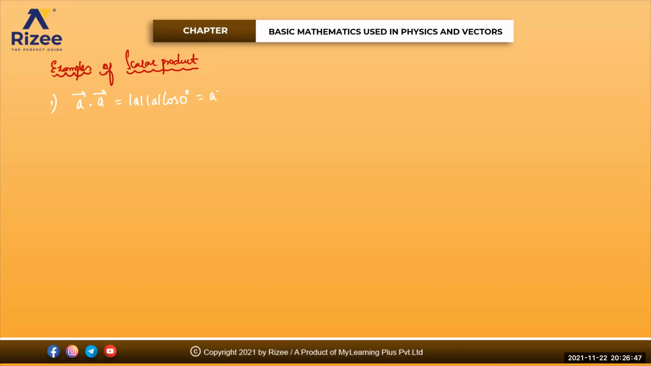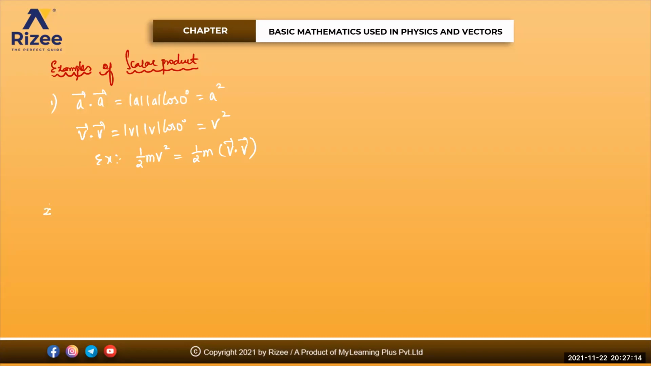Like v bar dot v bar will be equal to mod v into cos 0, that will be equal to v square. Example, kinetic energy, half into m into v square. This can be written as half into m into v bar dot v bar in dot product. Okay, now is that clear?